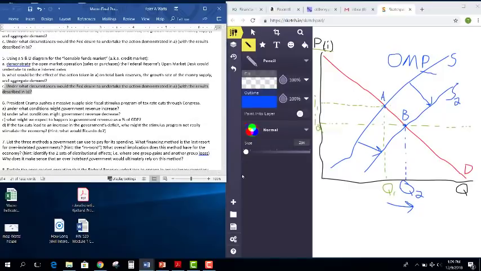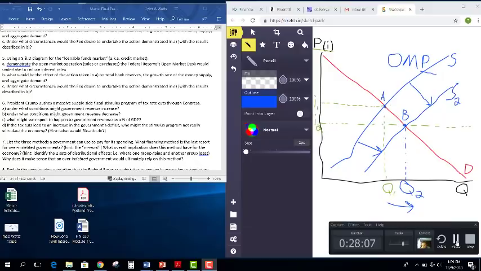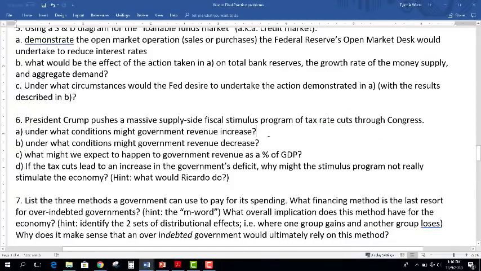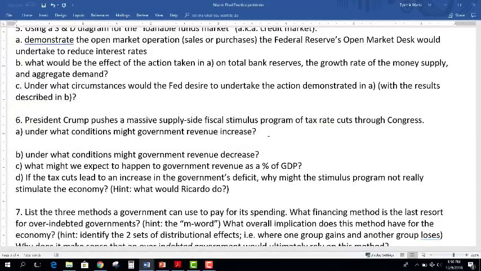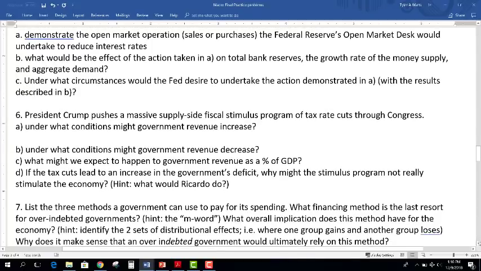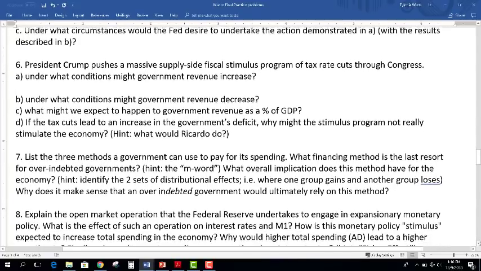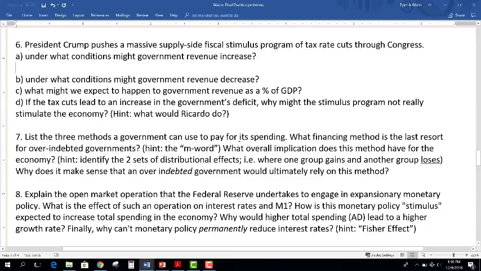Let's move on now and do some fiscal. Okay, I'm just going to talk about these, and I'm going to type some stuff in right into this. It'll be a little more efficient. So this one says, President Trump pushes a massive supply-side fiscal stimulus of tax rate cuts through Congress. Okay, remember, there's 2 ways to do fiscal stimulus. Let me just type some notes in here. 2 ways to do fiscal stimulus. And let's note that that's aggregate demand.